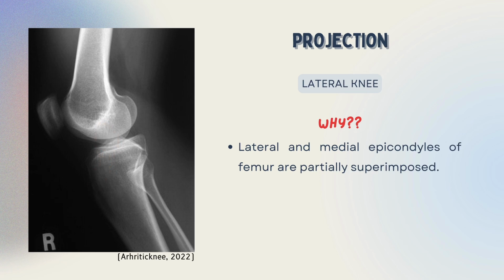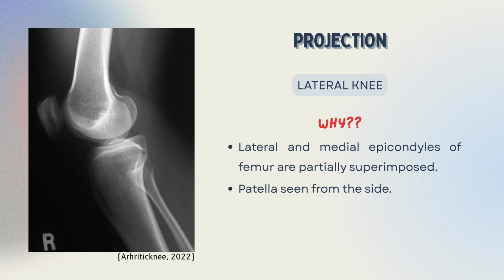Next, I also say so because in this radiograph, the patella is seen from the side, not from the front view. This means the image was taken in a lateral projection, which is correct. A postero-anterior view would show the patella from the front, but for this projection, we need to see it clearly from the side to assess the joint space and alignment properly.